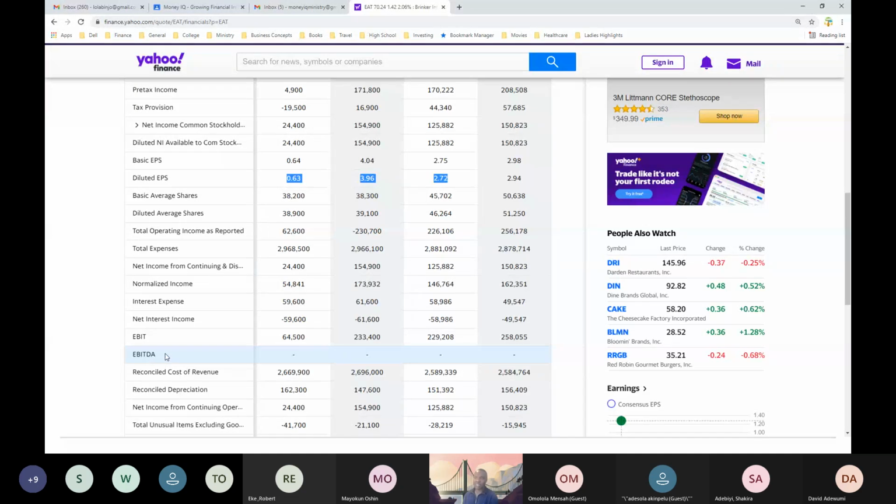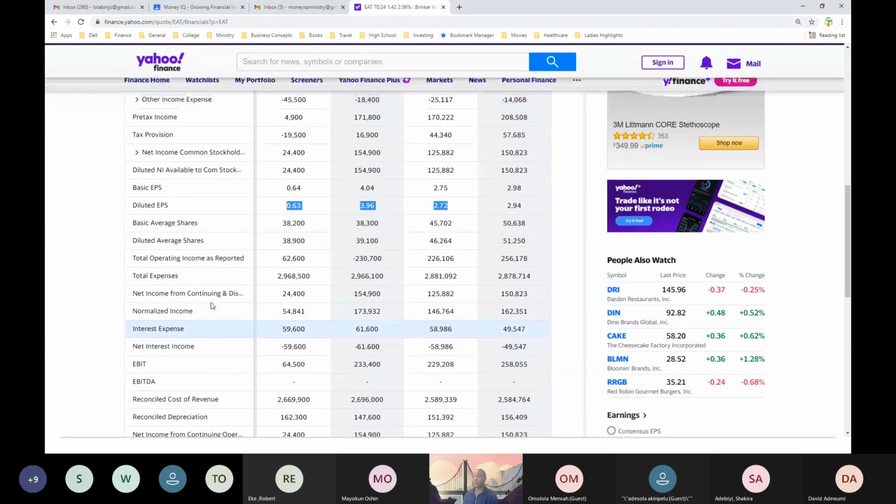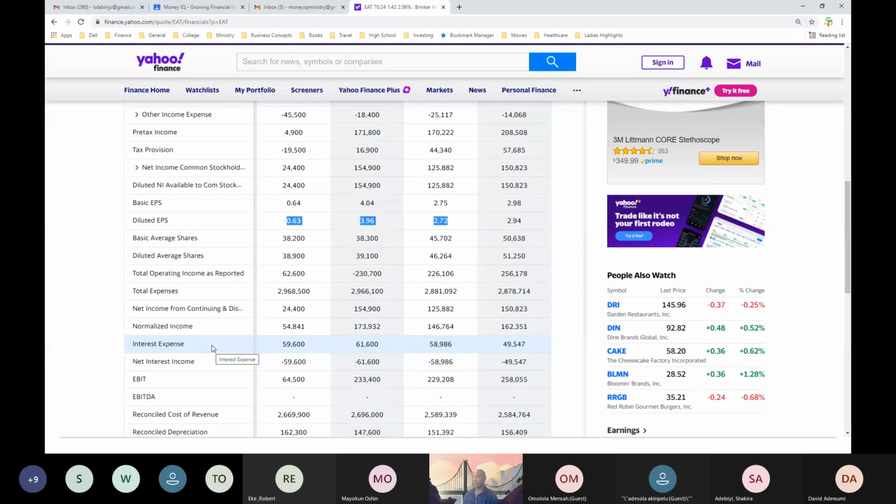EBITDA is important because the D and the A are not real expenses. Remember, we'll spend some more time when we get to the cash flow statement talking about corrections for those kinds of expenses. But I believe I've explained depreciation to us in the past. Depreciation means, I will use the analogy of your own car. If you bought a car today for $20,000, and you want to replace that car after 5 years, let's say you bought it new for $20,000 and you want to replace it after 5 years.